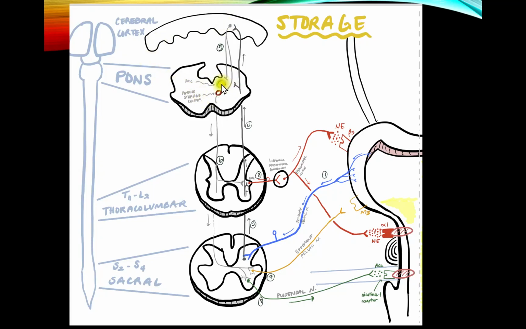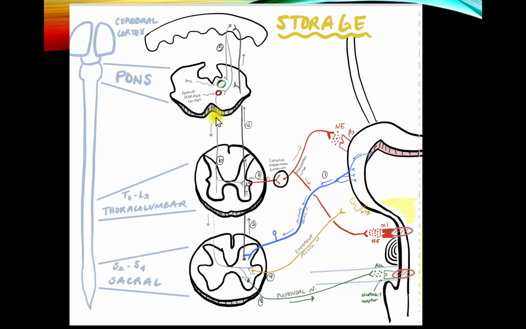One is called the pontine micturition center. This needs to be activated when you decide to void. And we have the pontine storage center, which needs to be active when we're not wanting to void. So what the paracentral lobule does then, when it's not appropriate to go to the bathroom, it is going to inhibit the pontine micturition center, and it is going to activate the pontine storage center.